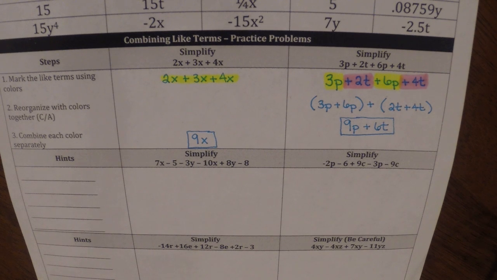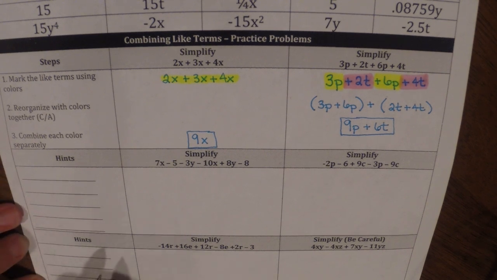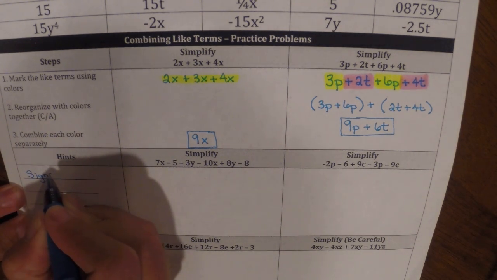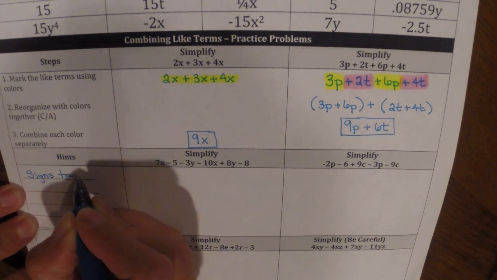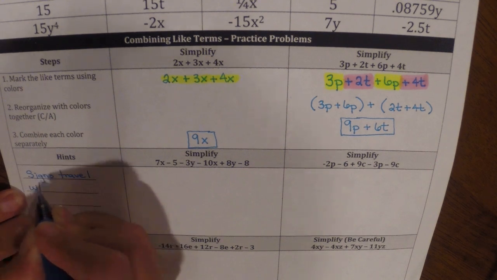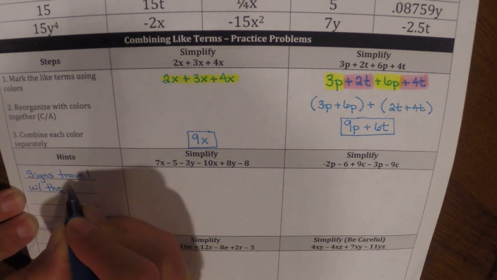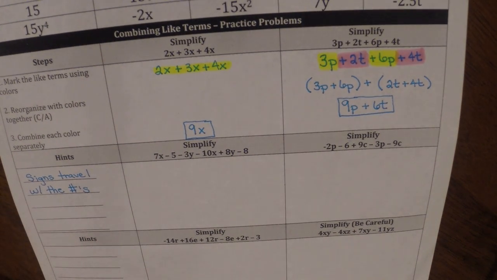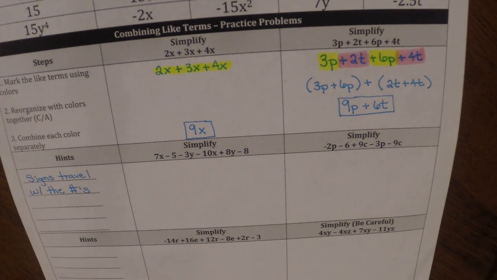Okay? Good. So again, one of our hints that I want you to write down here is that the signs travel with the numbers, because that's something that we have a tendency to forget. So again, the signs travel with the numbers, so don't forget that. Okay.